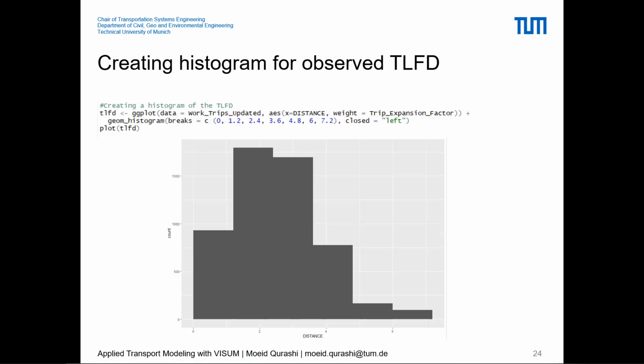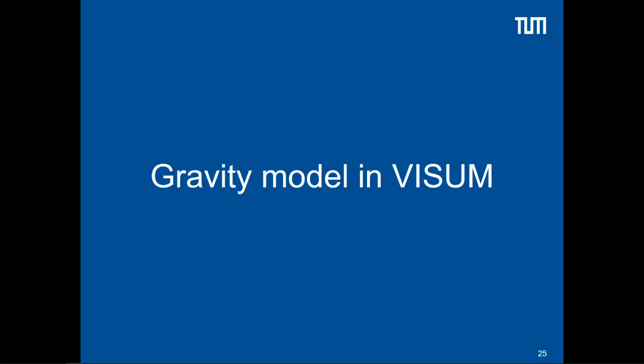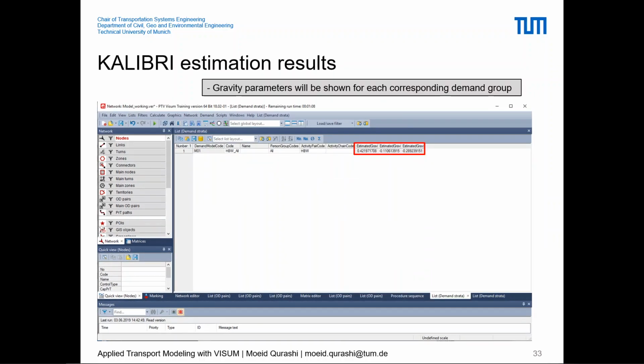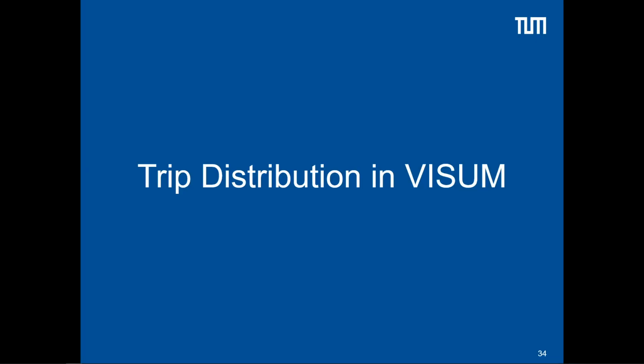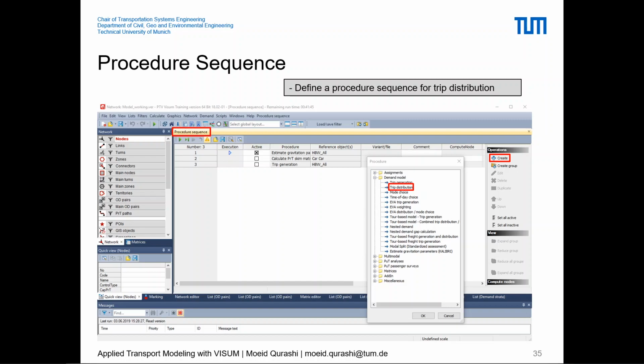Now, what we'll do, we'll go to the next step of trip generation, because we already have a gravity model based on our observed trips. Now, we will go to the trip distribution algorithm, and in this, we will basically create a trip distribution procedure sequence, giving the gravity model that we just estimated and the production and attractions that we have from the trip generation. So let's go and try to see how it is done.